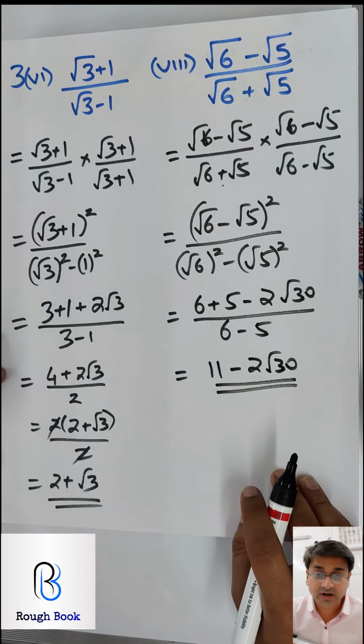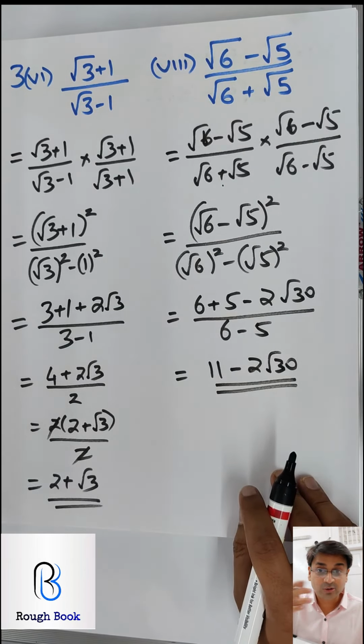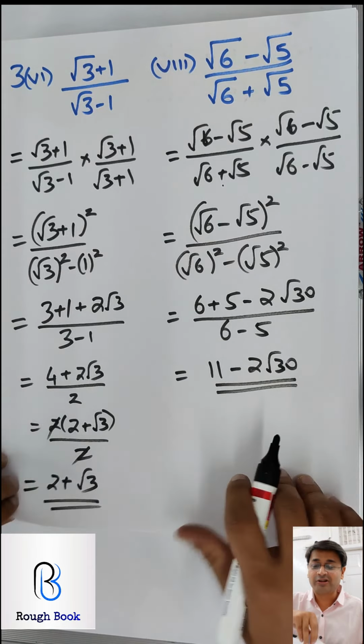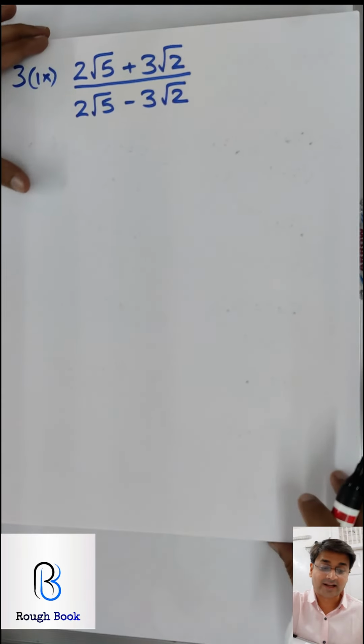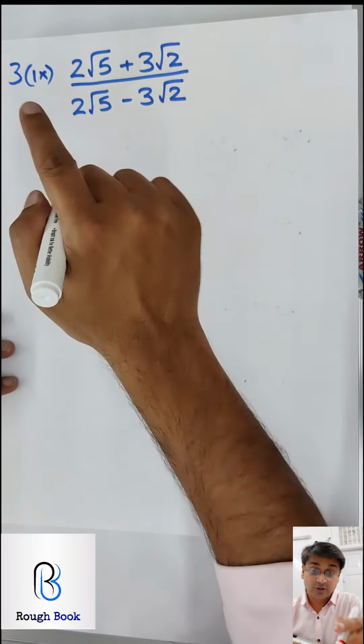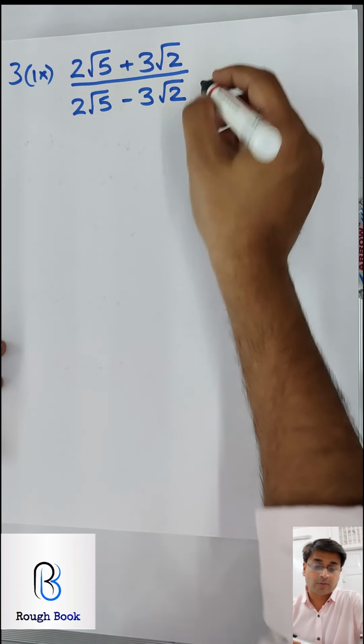Upon 1, you write it or you don't write it, it's alright. Anyways, let's go to the next one. Sum number 3 part 9. This is the last question in this segment. Can you give a try to it? Come on, at least now stop copying.